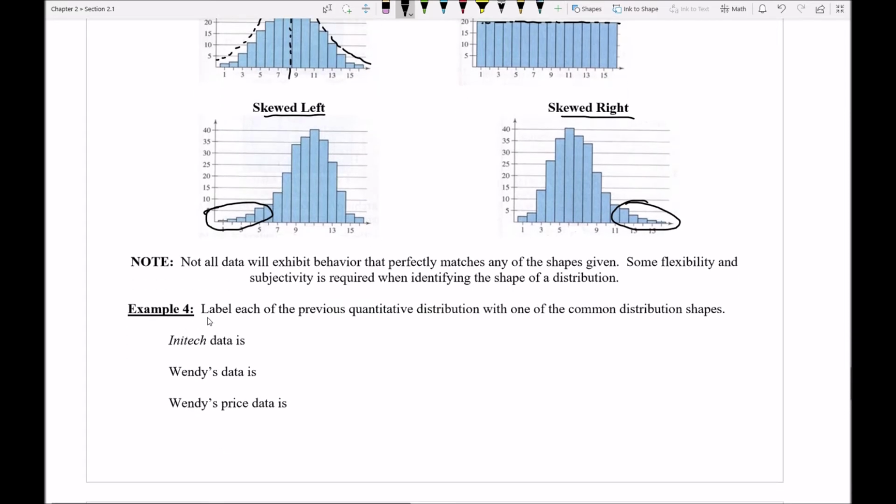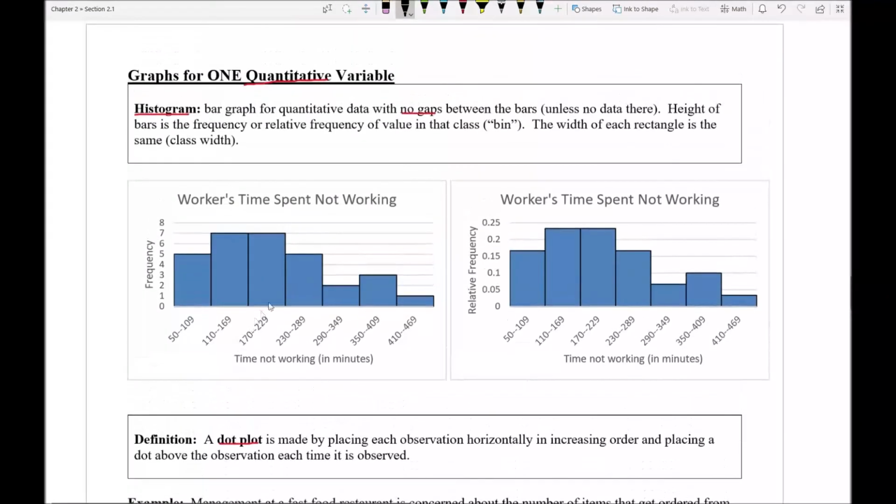I want to go back and take a look at the previous quantitative distributions. And I'm going to try to label each of them with one of the common distribution shapes that we have up here. So let's go back and take a look at the Initech data for example 3. We have these bar graphs. Or, sorry, I should say we have these histograms. When I look at these histograms, we can see a rough idea of what the shape might be. Can you maybe take a guess as to which of those four shapes down below seems to fit here?